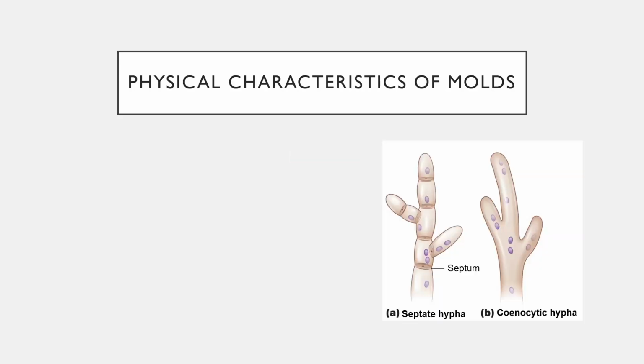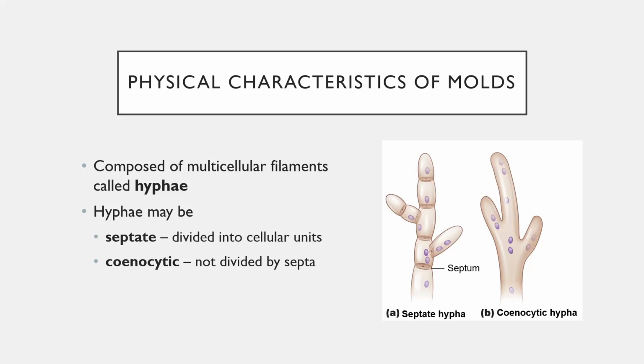So the physical characteristics of molds are that they are composed of multicellular filaments that are called hyphae. The singular form of this word is hypha. But when we're talking about multiple filaments, it's hyphae. Hyphae come in multiple forms. They can be septate, which means that they are divided into cellular units such as the hypha that you see right here in this depiction.